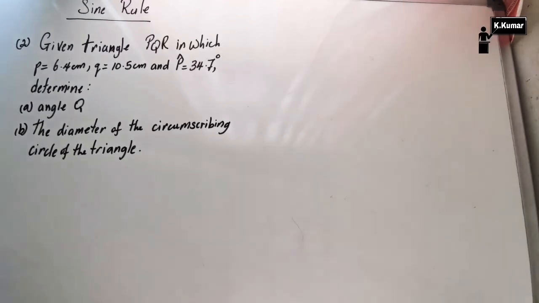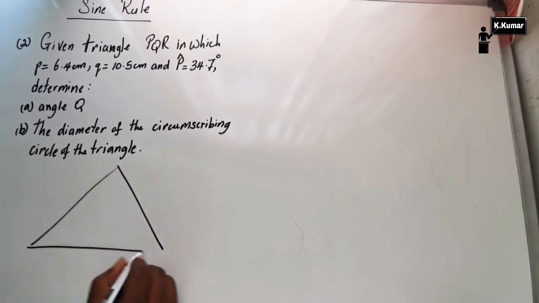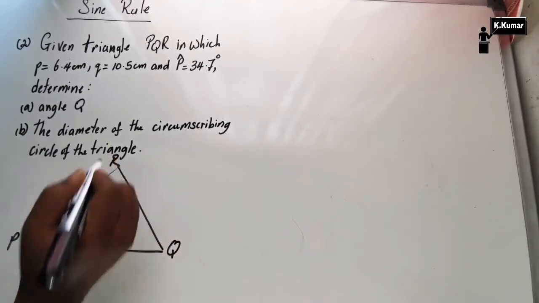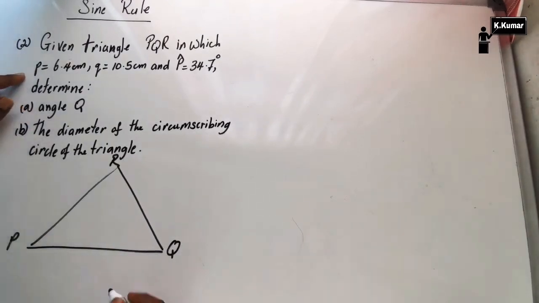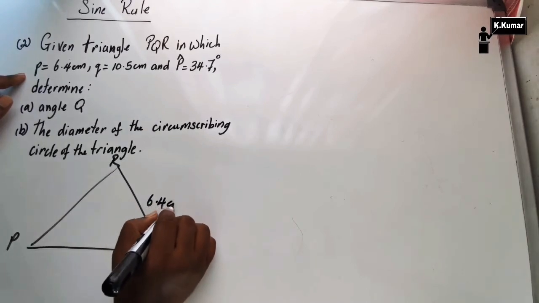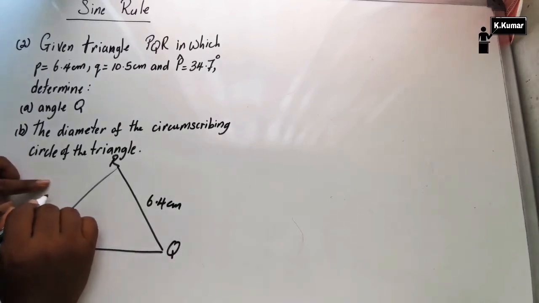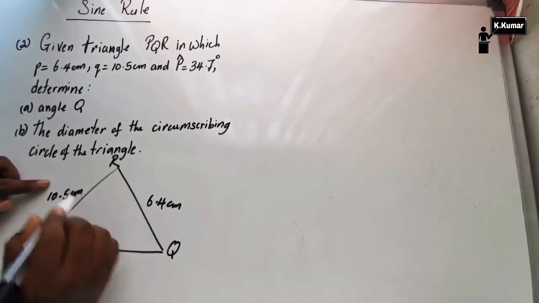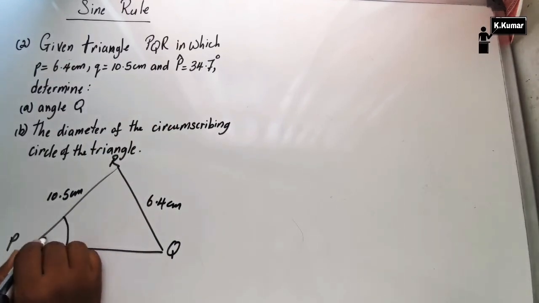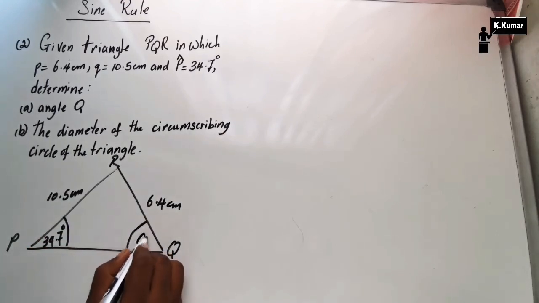Now, the first thing we have to do is to draw our triangle. Remember, again, it's a non-right angle triangle. So we draw our triangle. We name it P, Q, R, and they gave us side P, which would be opposite the angle, as being 6.4 cm. They gave us side Q, which is opposite the angle Q, is 10.5 cm, and they gave us the angle at P, which would be over here, 34.7 degrees. They want us to find the angle at Q.